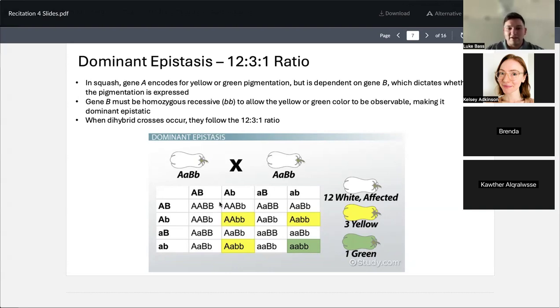So you could see here that all of the white colored, I think this is squash. I might like some type of squash. I might be wrong.